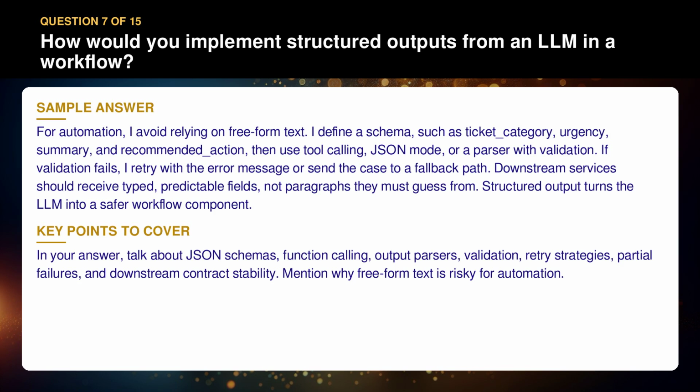In your answer, talk about JSON schemas, function calling, output parsers, validation, retry strategies, partial failures, and downstream contract stability. Mention why free-form text is risky for automation.